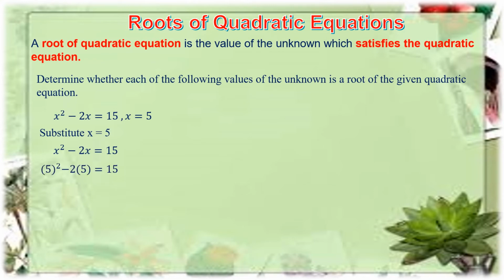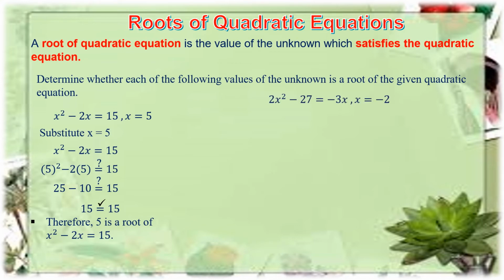In doing this we will be having 5 squared minus 2 times 5 is equal to 15. Then 5 squared is equal to 25 and 2 times 5 is equal to 10. So we will be having 25 minus 10, is it equal to 15? So 25 minus 10 is equal to what? Correct. It would be equal to 15. So in here, 15 is really equal to 15. So therefore, 5 is a root of x squared minus 2x is equal to 15.